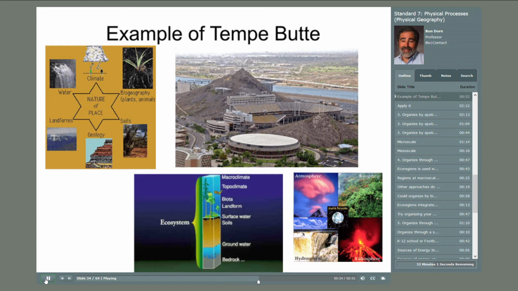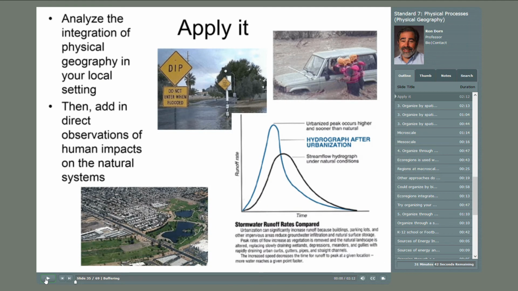The spin of the geographer is that geography, and this particular standard, is focused on the spatial patterns, how Tempe Butte works, why it varies from place to place around Tempe Butte, and why Tempe Butte may be different than the Papago Park area or Camelback. The hope is that you take this perception and you apply it. You analyze this integration of everything in your local setting, and then you add in your own observations.